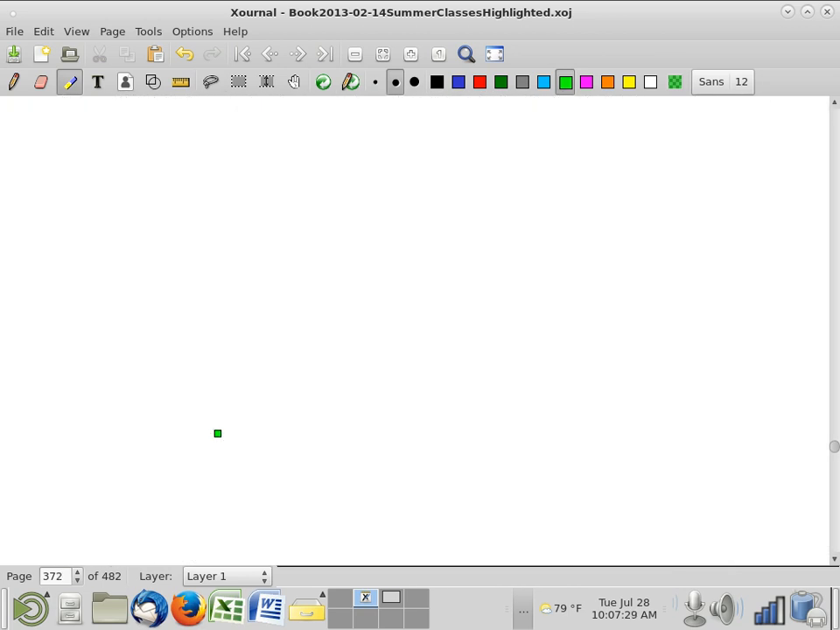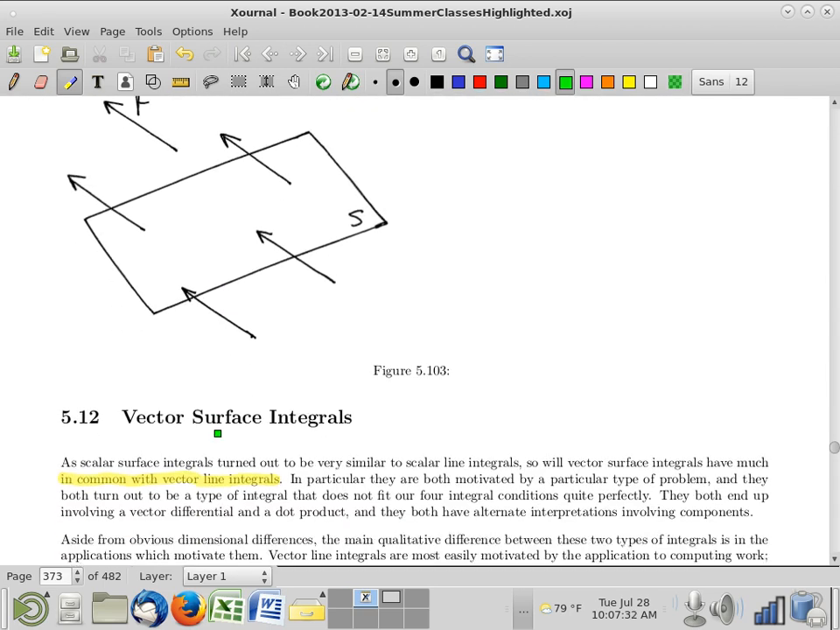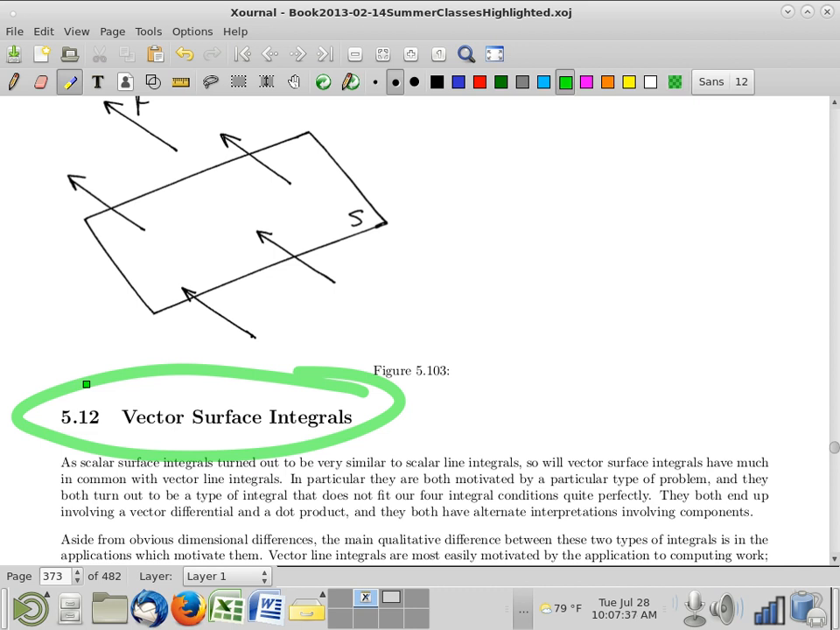Okay, so next section: vector surface integrals. We talked about scalar line integrals, and then immediately followed that up with scalar surface integrals. Both are scalar integrals, but one's over curves and one's over surfaces, and they had a lot in common. The same kinds of questions might come up. They're just dimensionally different. You can compute the mass of a one-dimensional rod in space, or the mass of a two-dimensional surface in space. Analogous, just different dimensions.